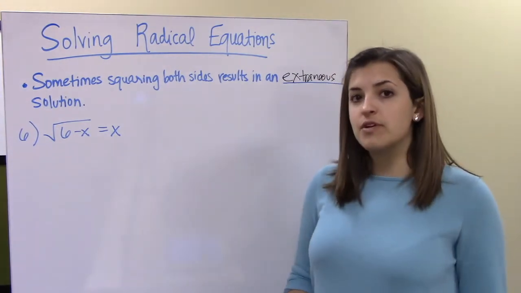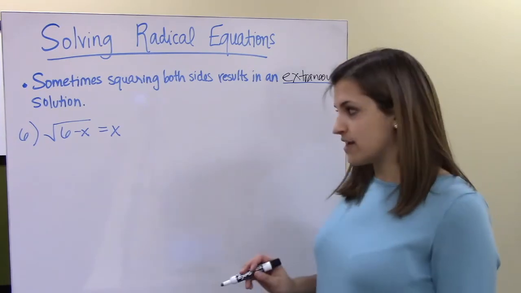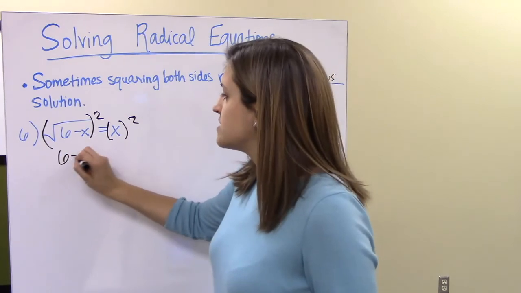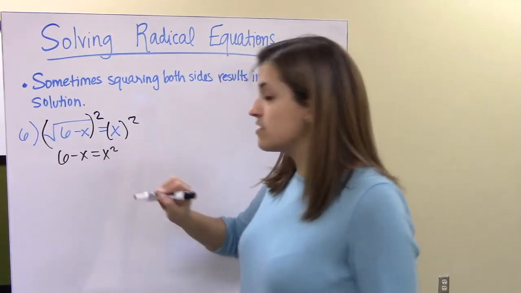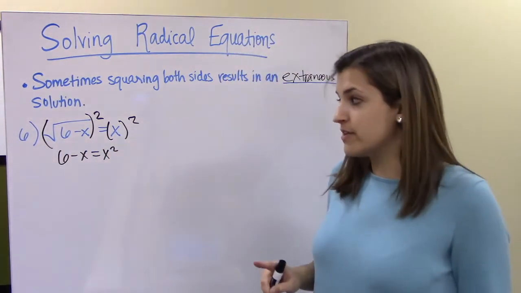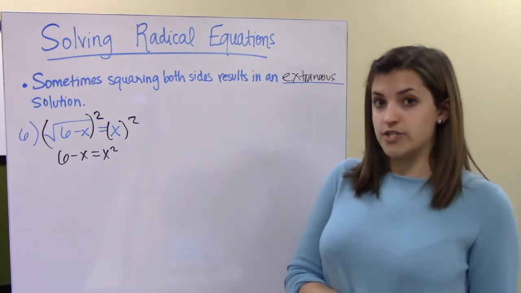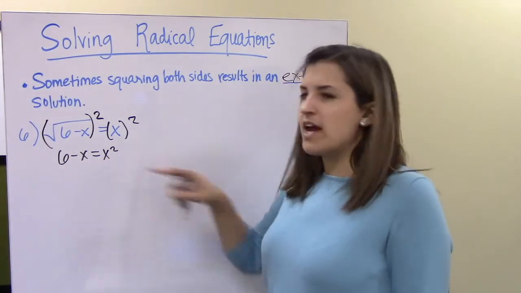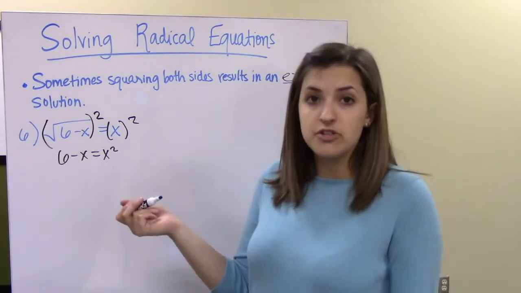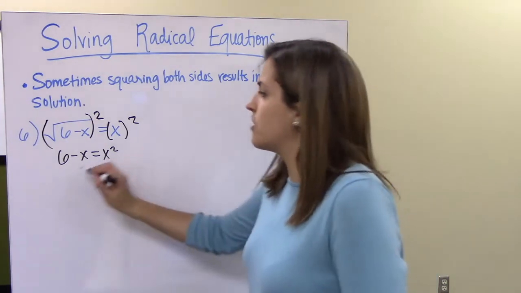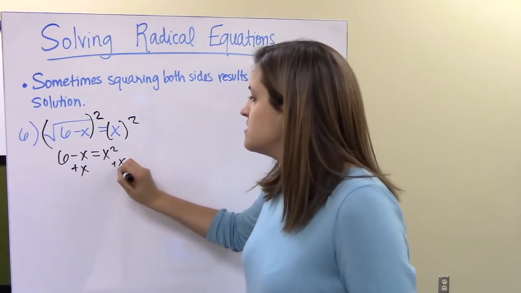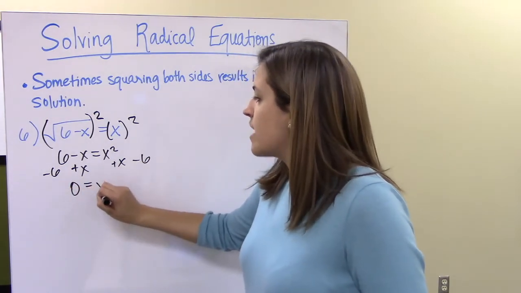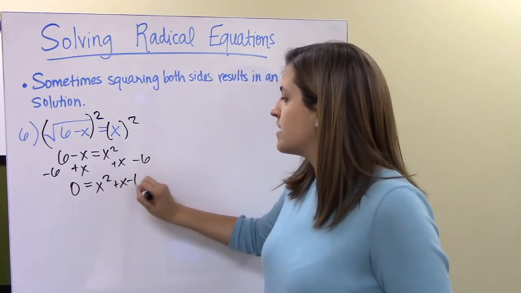So here in number 6, we have the square root of 6 minus x equals x. So I'm going to square both sides to get rid of that square root, and I get 6 minus x equals x squared. Don't freak out about the squared variable. We're going to make a quadratic equation. So I'm going to move all of this stuff on the left to the right so that I can keep that x squared positive. You can do it the other way too. Makes your life a little bit more difficult though. So I'm going to add x to both sides, and I'm going to subtract 6, and I'll get 0 equals x squared plus x minus 6.